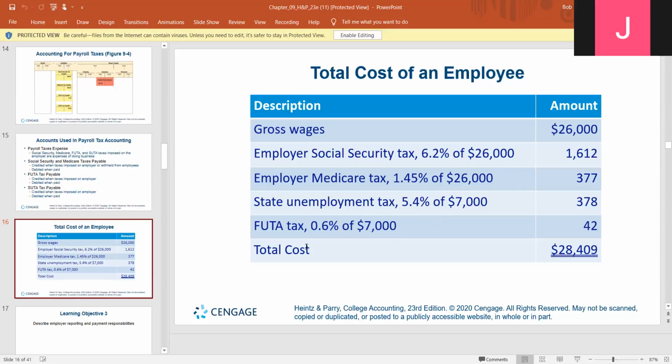They have to pay 0.006 of the first 7,000. So what they're saying is you take the gross pay. The gross pay is the same thing as salaries and wages expense. So you have salaries and wages expense plus the employer taxes, which means this person is actually costing the company $28,409 a year.